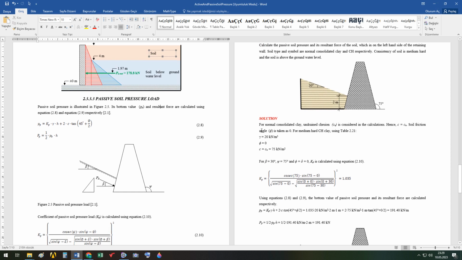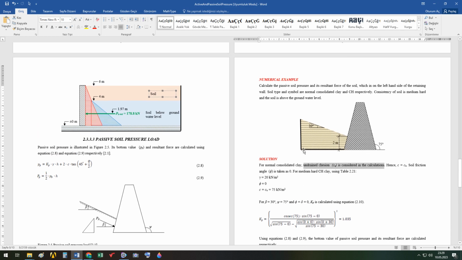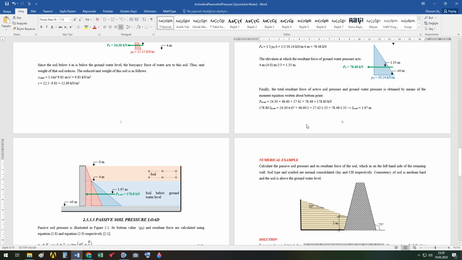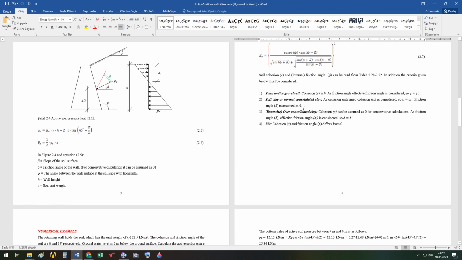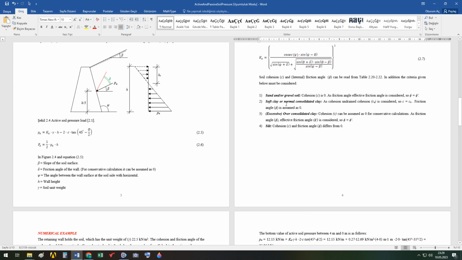Now the solution phase. For normal consolidated clay, the undrained cohesion is considered in the calculations, as explained in the important role, as I remember. And soil pressure is taken as 0. So this is normal consolidated clay. Use Cu and use friction angle as 0.